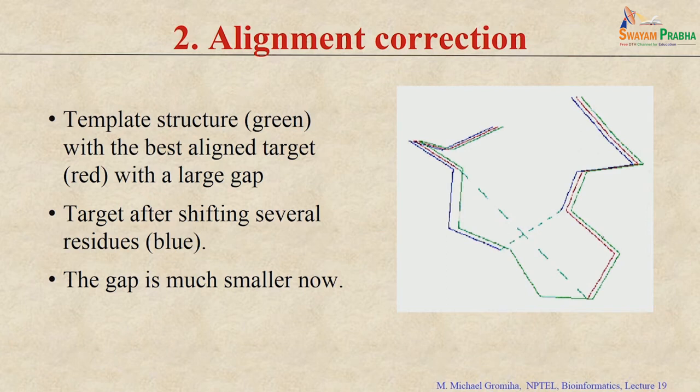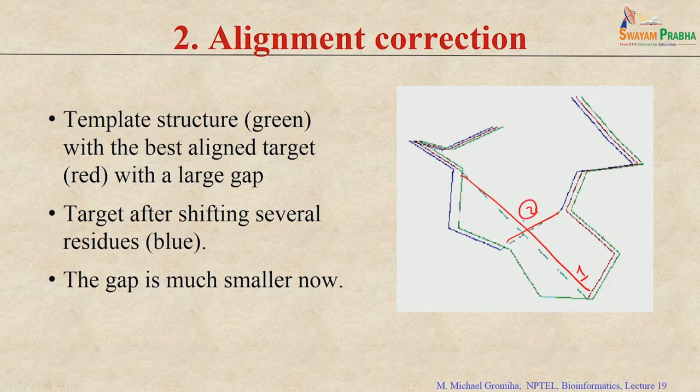Here you can see a template structure, in green. We aligned with two types of structures, one in red and one in blue. If you see the red one, it is aligned up to here, and this is the gap. Here this is the large gap if you use the red one. And there is another one where you can make the corrections. Using the blue line, you can see the blue is up to here and again it goes from here, and this is the gap. This is the gap for the first alignment, and this is the gap for the second alignment.